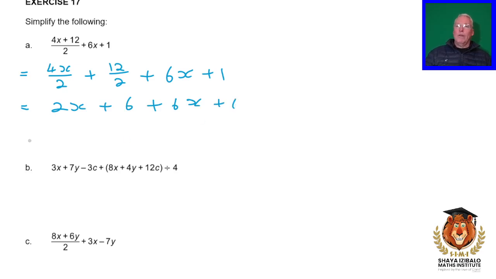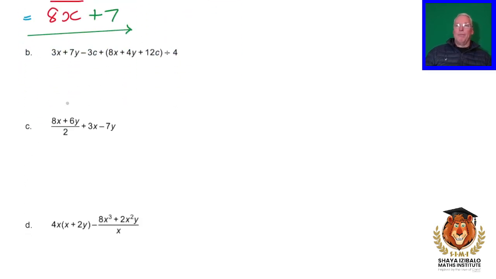Are we finished? No, because we've got some like terms. This term over here and this term over here are like. Let's add them. This term over here and this term over here are like. Let's add them. Final answer, 8x plus 7.